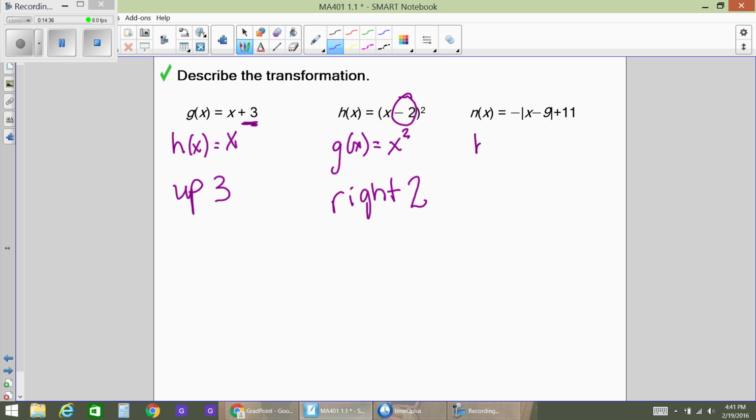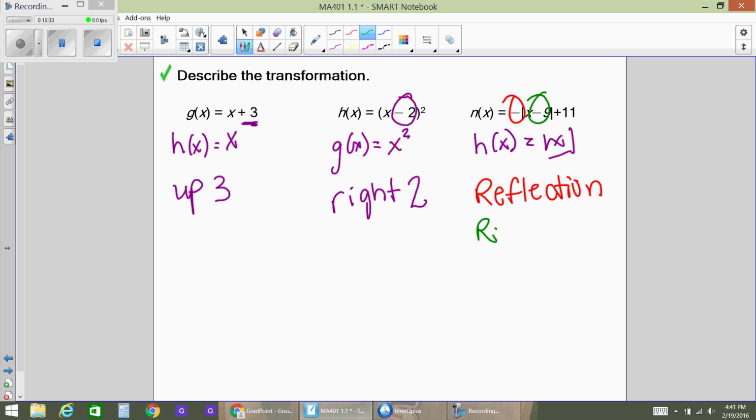Now, here we have the absolute value of x, and we have so many things going on. First of all, this negative gives us a reflection. This minus 9 is on the inside, so that actually means we move to the right 9. And this plus 11 is on the outside, so that means we're going to move up 11. Okay, good luck with your practice work. Let me know if you need any help.